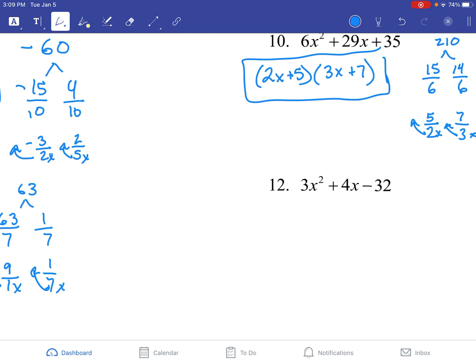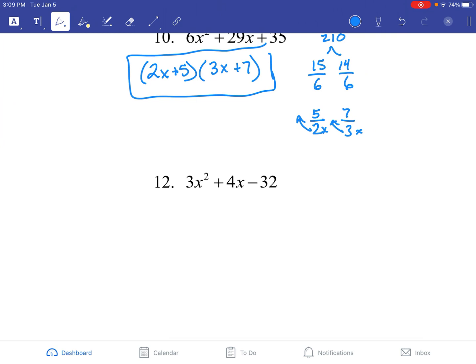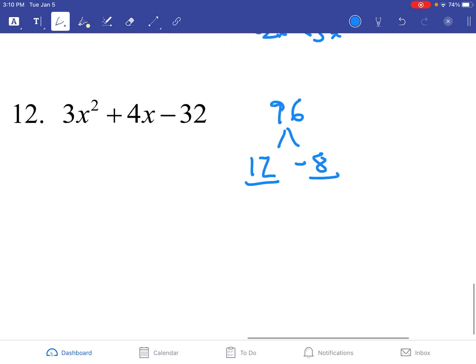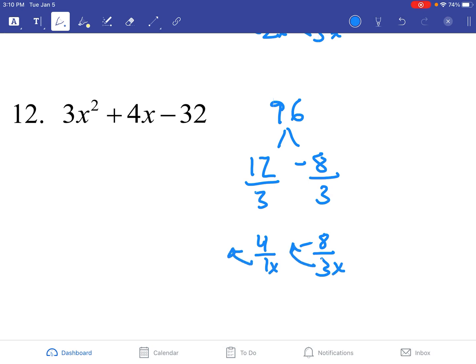All right. And then lastly, 3 times negative 32, which gives us negative 96. And that was going to be positive 12 and negative 8. Those are our numerators. Our denominators will be 3 and 3. All right, 12 over 3 is 4 over 1. And negative 8 over 3 can't be reduced, so we leave it just the way it is. X's in the bottoms, make those go to the top. So we have x plus 4, and we have 3x minus 8.